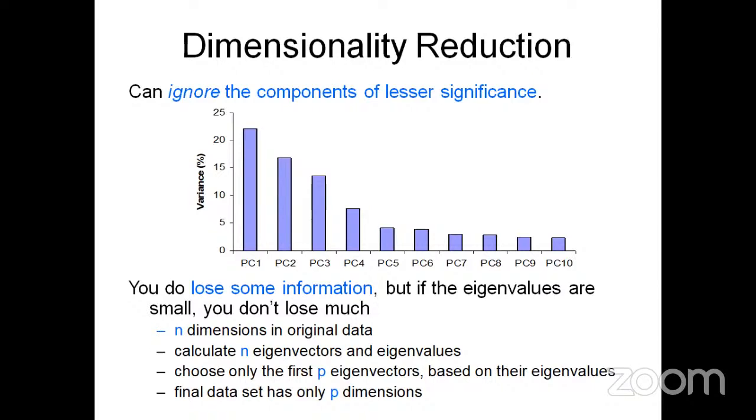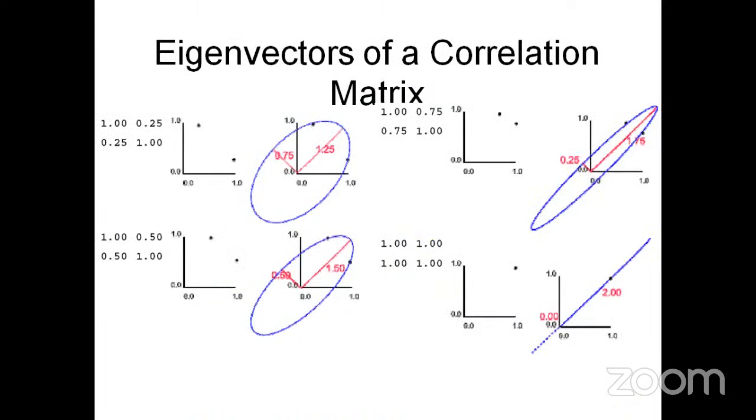N dimensions in the original data. Calculate n eigenvectors and eigenvalues. Choose only the p eigenvectors based on the eigenvalues. Final data set has only p dimensions. So like this, you will be seeing it in your PC analysis.